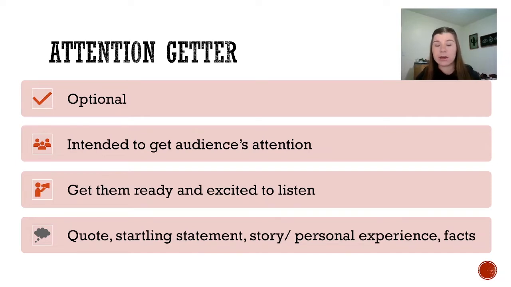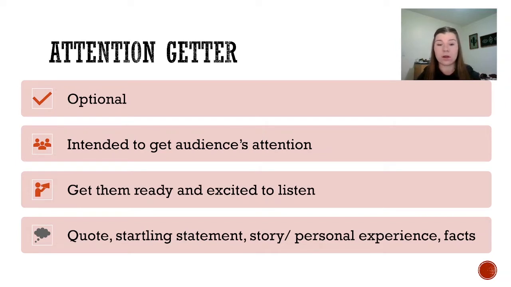So your attention getter, it is optional. You don't have to have one before your introduction, but I think it's a really great way to lock in your audience's attention. Like I mentioned earlier, your attention getter is intended to get the audience's attention, just like the title says. When using an attention getter, you want to get your audience ready and excited to listen. So you want to get their minds turning about what exactly you're going to cover so that they stay in tune to your presentation. Your attention getter can, like I said, be as simple as a quote.